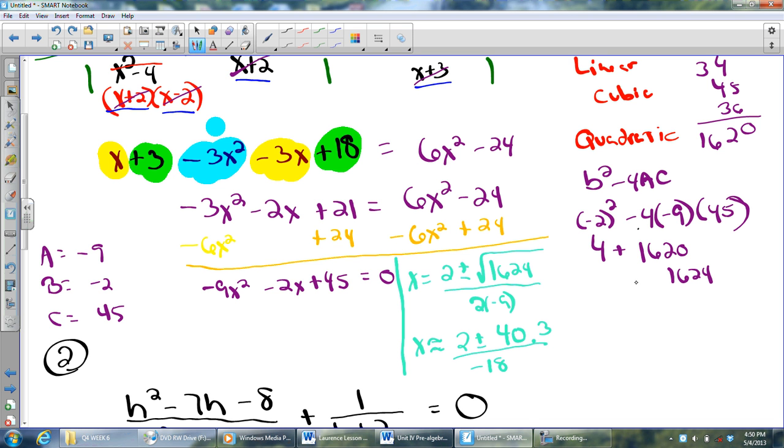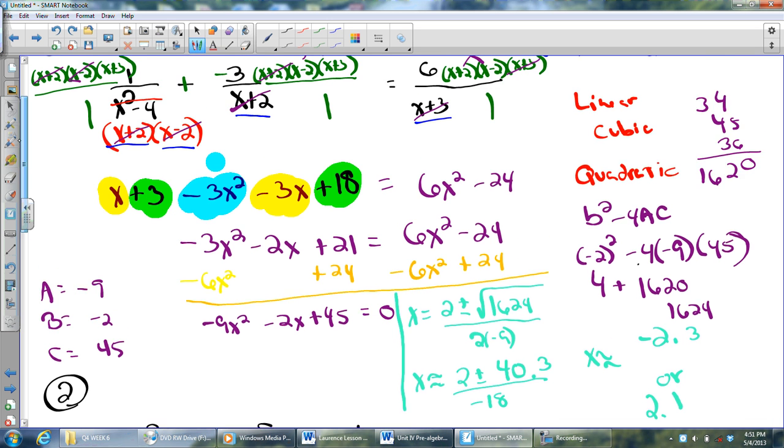All right, so I'm going to go ahead and do 2 plus that number, and then divide it by negative 18, and I get x is approximately equal to negative 2 and 3/10. And then I'm going to do 2 minus 40.3 and divide by negative 18. And I end up with a positive 2.1 approximately. Now I'm going to go and check. I don't think those are any of my restrictions.